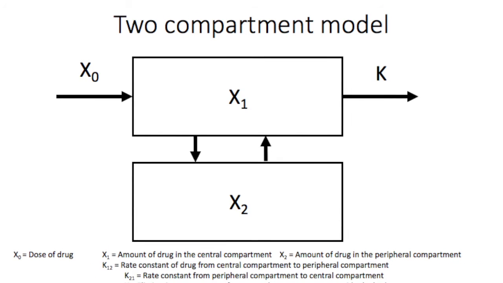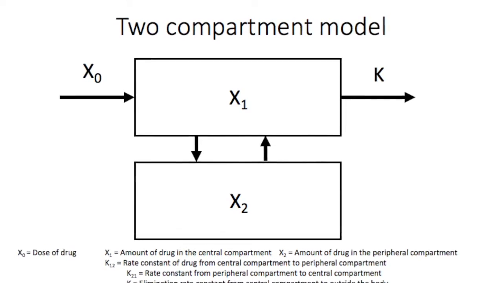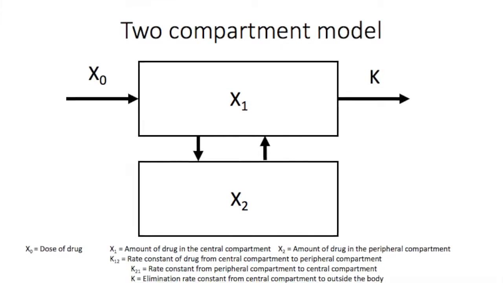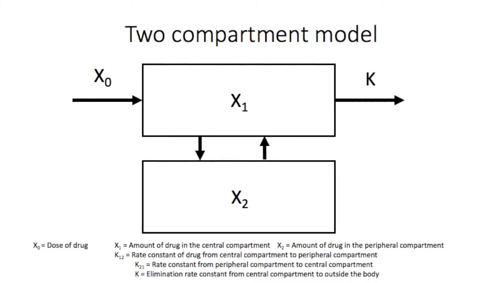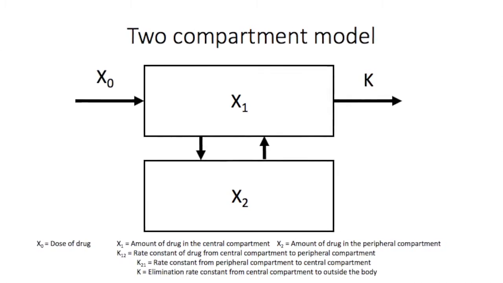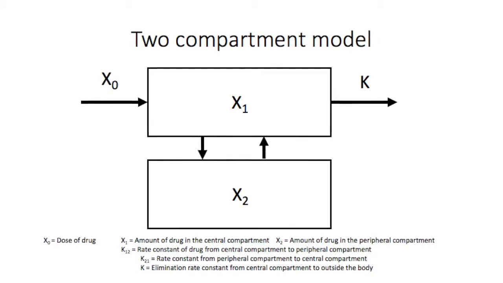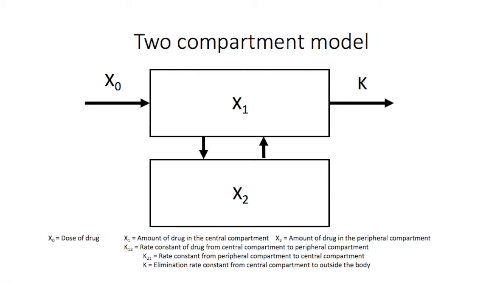A two-compartment model is slightly more complex in that the drug first distributes rapidly through what is termed the central compartment, typically the blood and well-perfused organs, and then distributes more slowly to tissues that are grouped together as the peripheral compartment, typically more poorly perfused tissues. The drug moves back and forth between these two compartments and leaves the body from the central compartment.